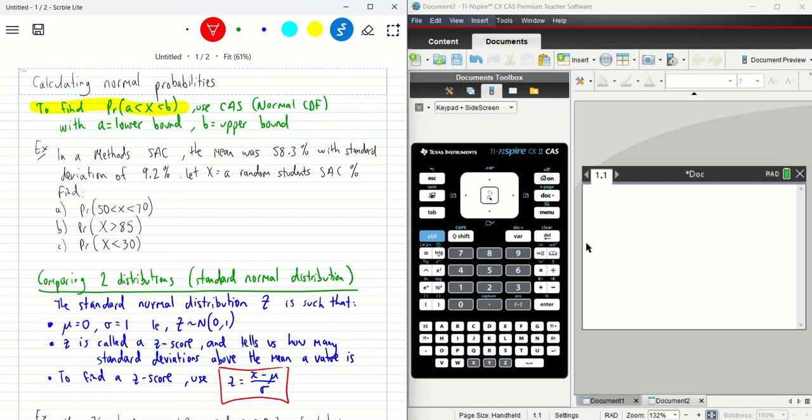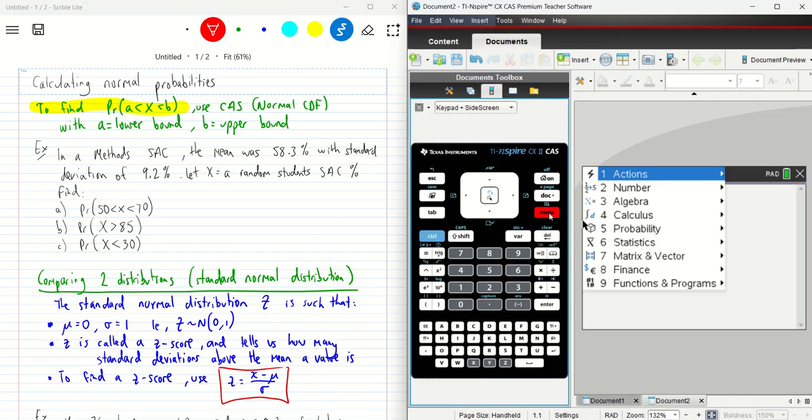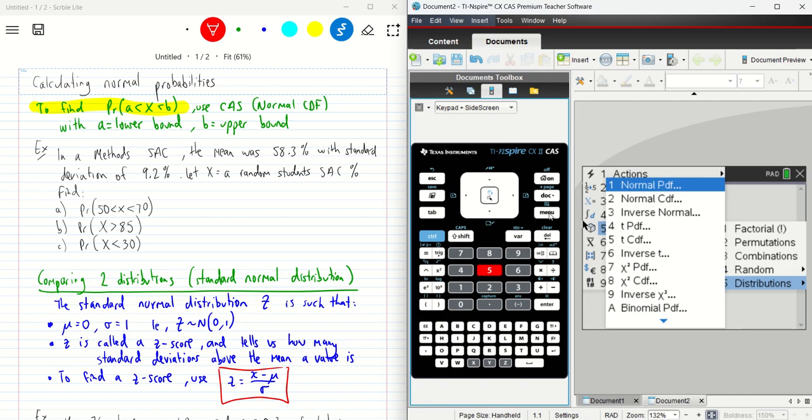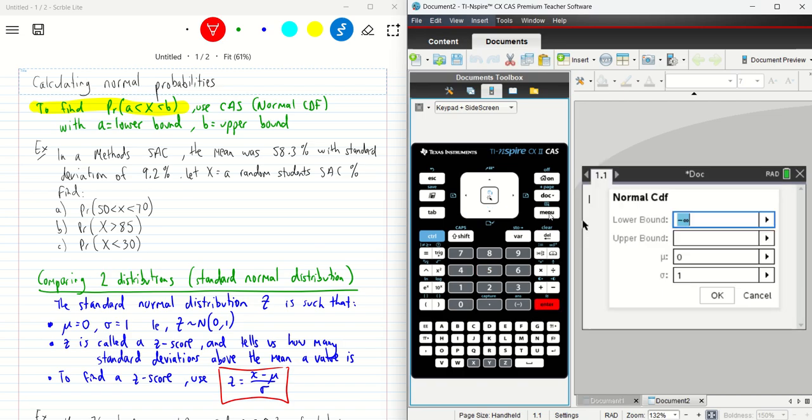Let X be a random student's SAC score. So what's the probability that a random student scored between 50 and 70 is the first question. On our calculators, we go to menu, we go to probability, and we want distributions. For this one here, we want the normal CDF. So that's that second function there. And we just literally put in your bounds. So here we want between 50 and 70. So our lower bound is 50, upper bound is 70.